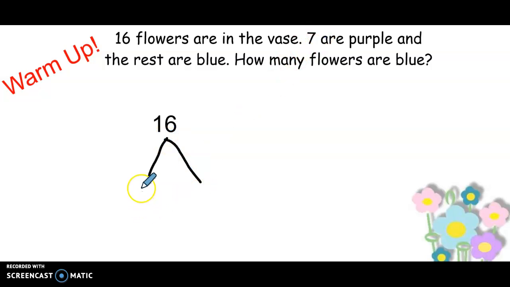Okay, we know that there are 7 purple. I'm going to put 7 purple so we know what we're doing. And our unknown is going to be how many blue flowers. Okay, see if you can figure it out and remember the label.